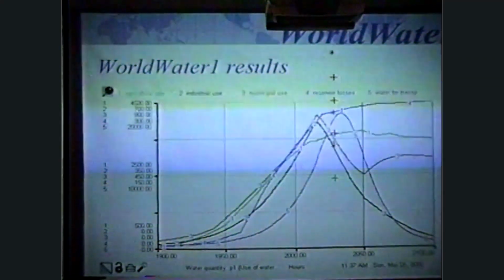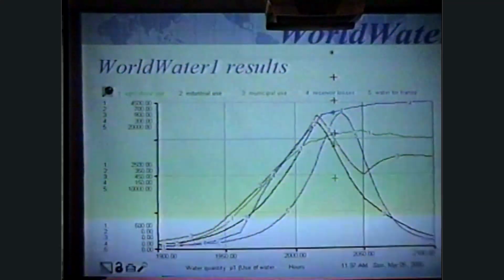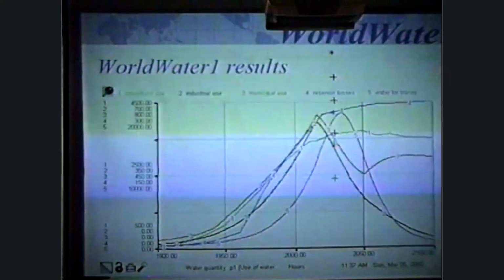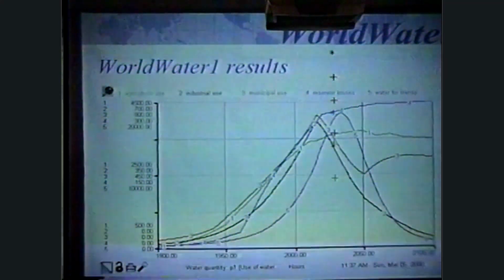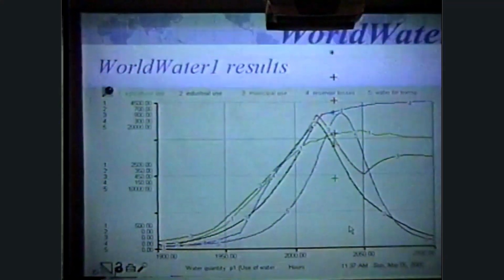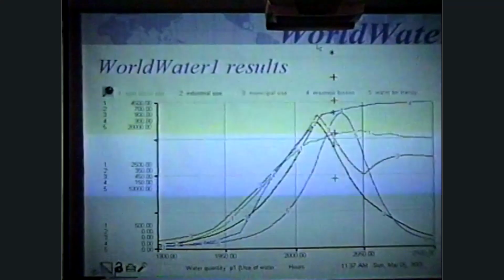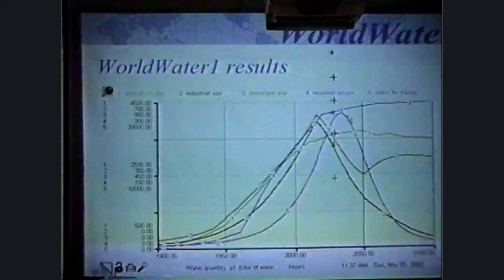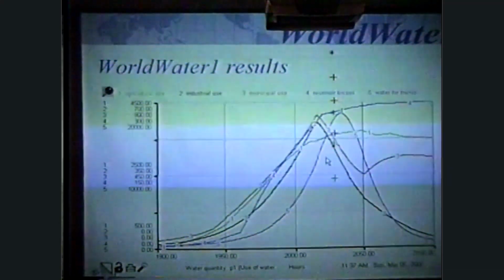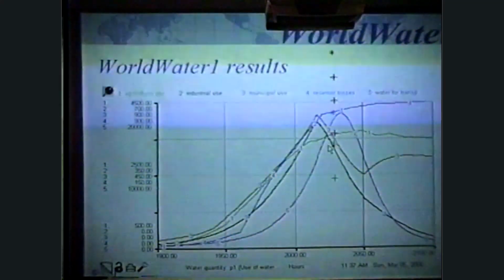And the crosses are the data and predictions obtained through the World Vision process, a UNESCO-led project, which was unveiled in The Hague in February of this year. What we are seeing here is the considerable difference between the results I have obtained, especially in the industrial use, in the municipal use, and obviously underestimation in the field of agriculture and irrigation water use. I think I do have the answer.